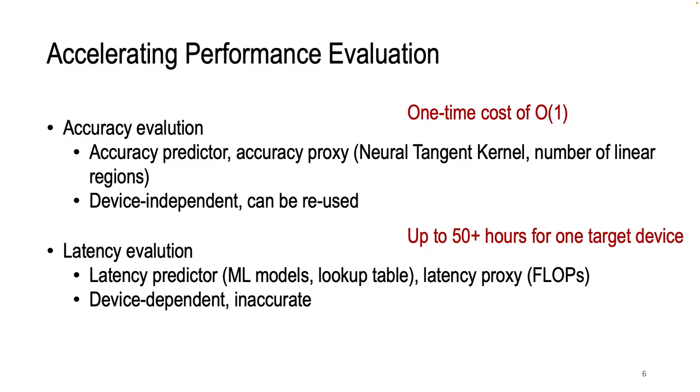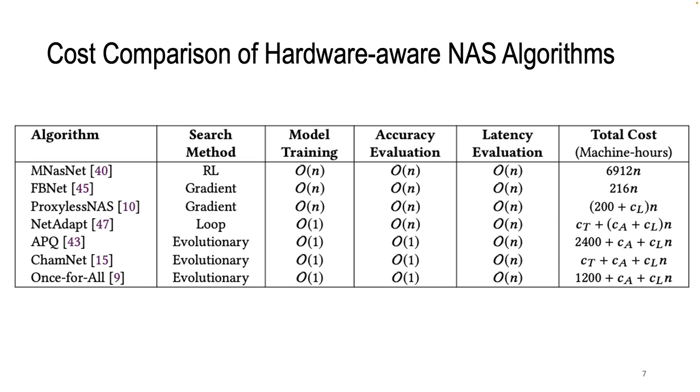Alternatively, FLOPs can be used as a device agnostic proxy, but it cannot accurately reflect the true latency rankings of different architectures on a target device. When we summarize total search cost of a few representative hardware-aware NAS algorithms given n target devices, we use CT, CA, CL to denote model training cost, accuracy evaluation cost, and latency evaluation cost respectively. We can see that the latency evaluation cost is the dominant part, especially when n increases.